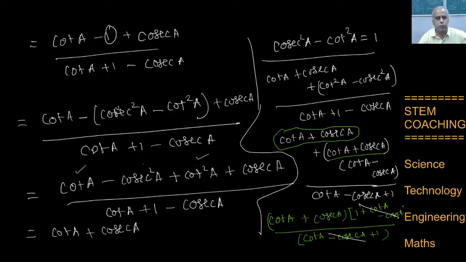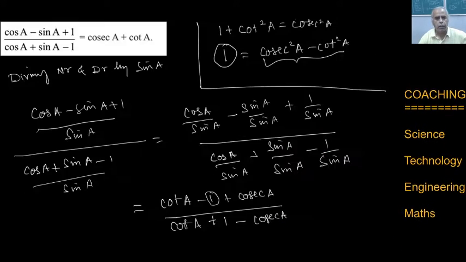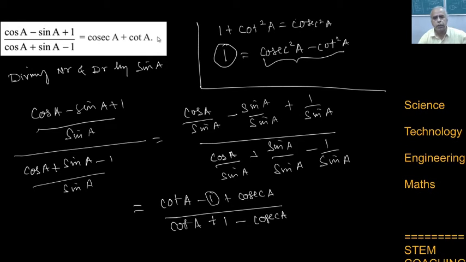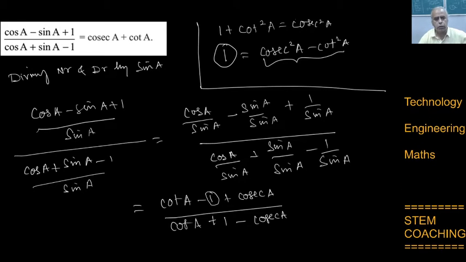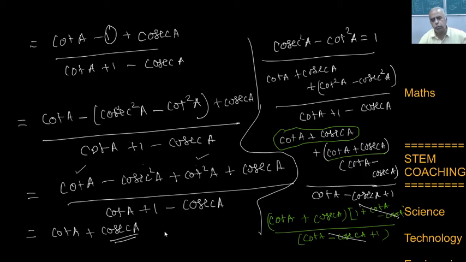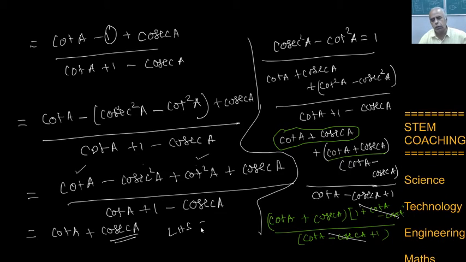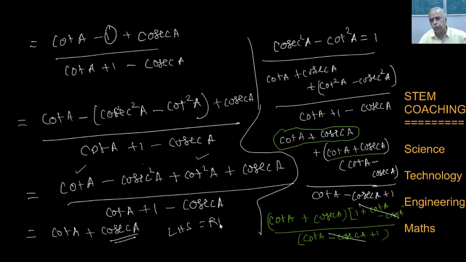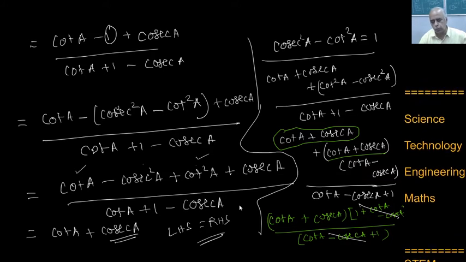What is the RHS given here? Cosecant A plus cot A. So what you have got? Cot A plus cosecant A, both are the same. So LHS equals RHS. So do you understand this? So this is one of the very interesting problems. Okay.